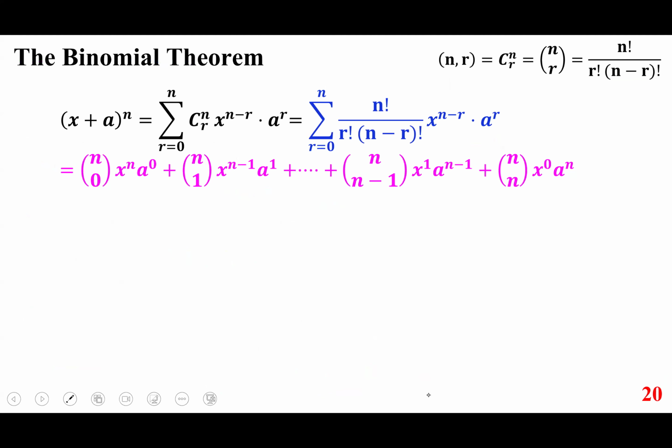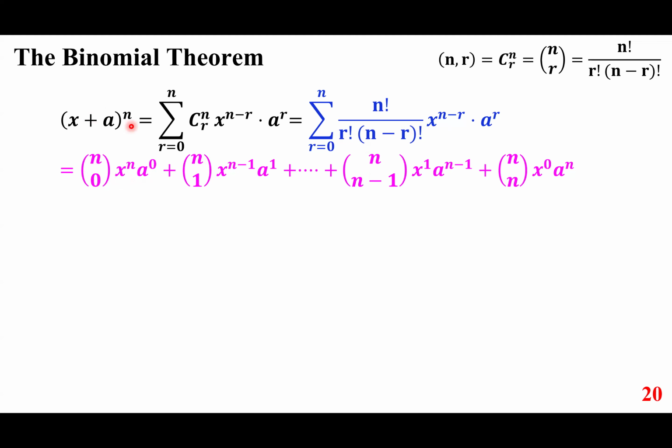Okay. The binomial theorem. (x plus a) to the power of n is the summation, r going from 0 to n, of C(n,r) x to the power of n minus r, a to the power of r. This is a combination, n factorial over r factorial times n minus r factorial, times x to the power of n minus r, a to the power of r. Which means the first term is C(n,0) x to the power of n, a to the power of 0. And I want you to pay attention to this one. We start with C(n,0). Look at just the coefficients: then C(n,1) all the way to C(n,n).